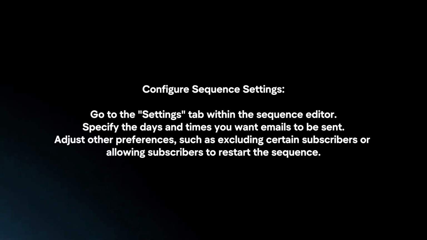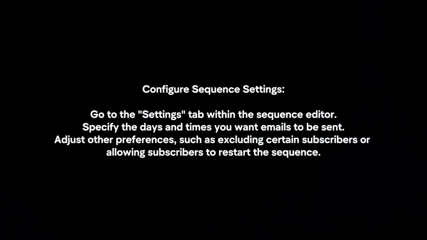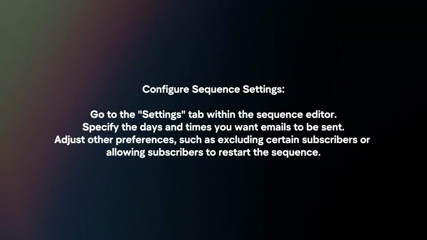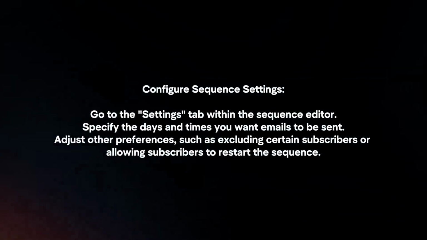Configure sequence settings. Go to the Settings tab within the sequence editor. Specify the days and times you want emails to be sent. Adjust other preferences, such as excluding certain subscribers or allowing subscribers to restart the sequence.